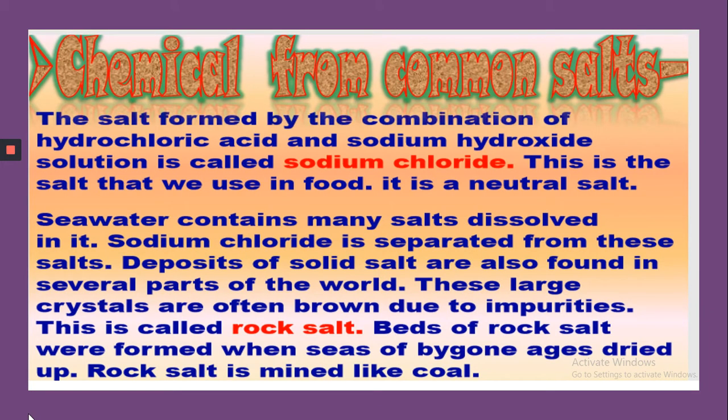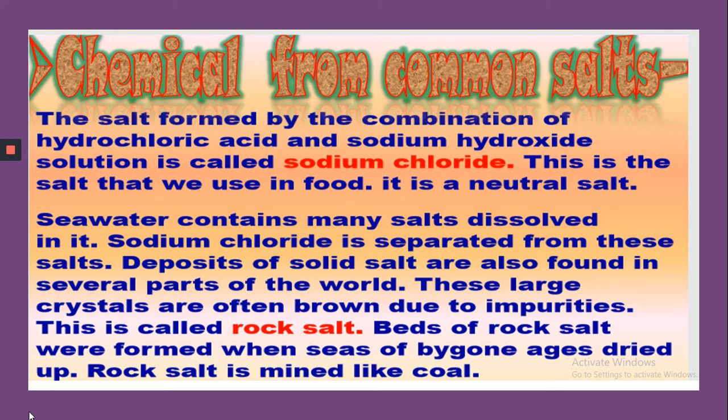Chemical forms of common salt. The salt formed by a combination of hydrochloric acid and sodium hydroxide solution is called sodium chloride. This is the salt that we use in the kitchen. It is a neutral salt. Why is it neutral? Because in sodium chloride, hydrochloric acid is a strong acid and sodium hydroxide is a strong base. So when a strong acid reacts with a strong base, the nature of the salt is neutral. So sodium chloride is neutral.